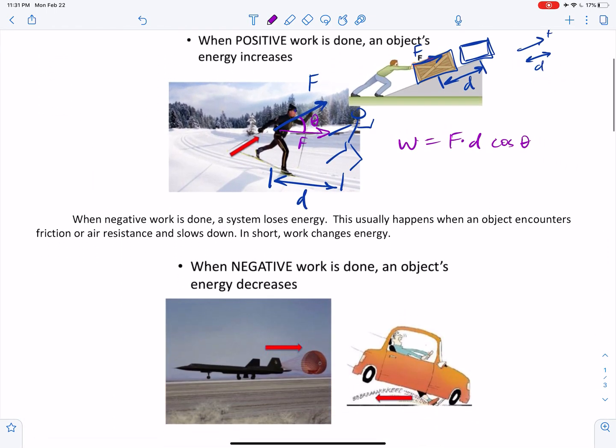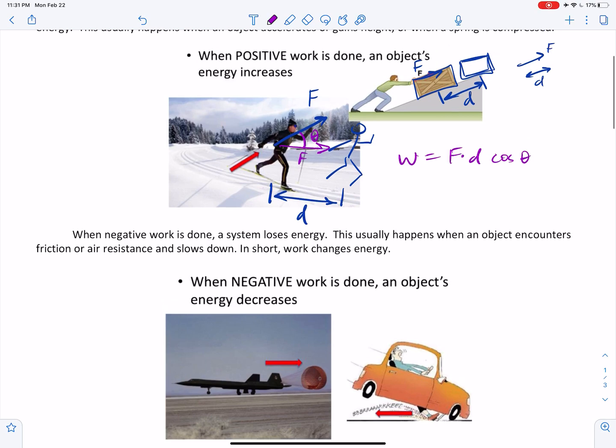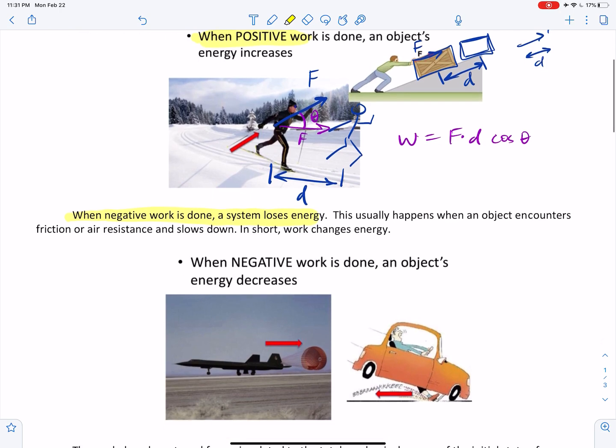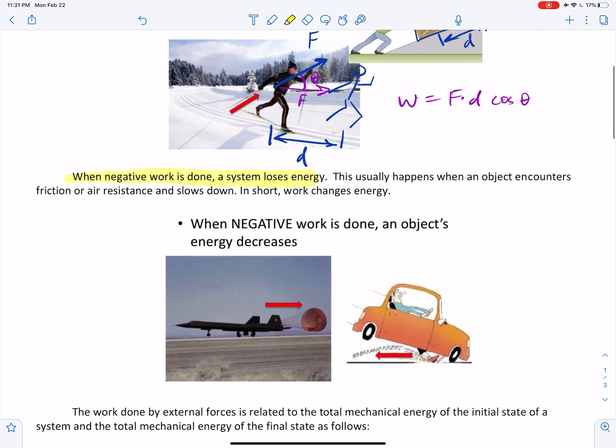Okay, but what about if an object is losing energy because of forces? Well, let's take a look here. When negative work is done, a system loses energy. So we call that negative work. Okay, up here we had examples of positive work. Down at the bottom, we're looking at examples of negative work. This usually happens when an object encounters friction or air resistance and it slows down. In short, work changes energy.